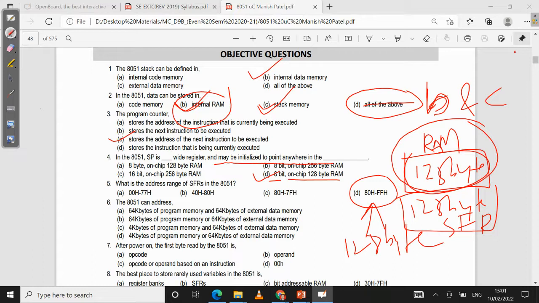Sixth one, the 8051 can address A, B, C, D. A says 64 kilobytes of program memory and 64 kilobytes of external data memory. B says 64 kilobytes of program memory or 64 kilobytes of external data memory. C says 4 kilobytes of program memory and 64 kilobytes of external data memory. And D says 4 kilobytes of program memory or 64 kilobytes of external data memory. Your answer?